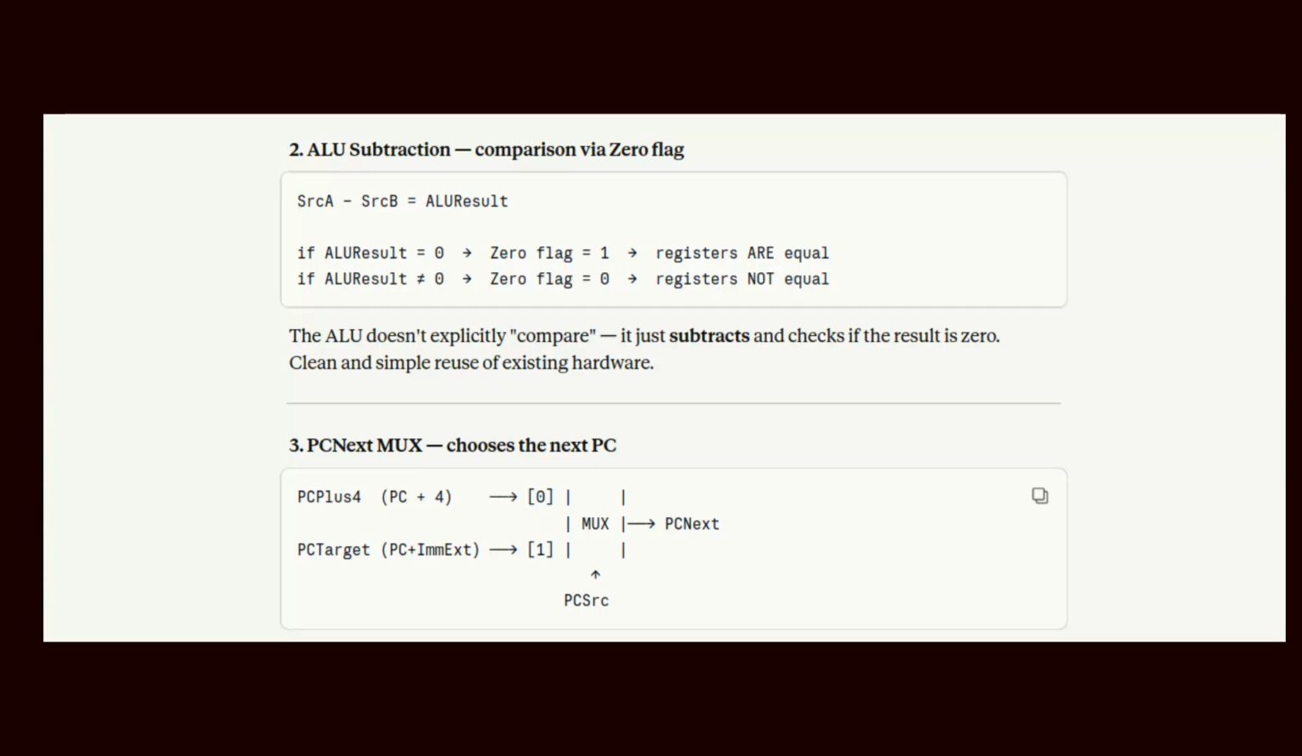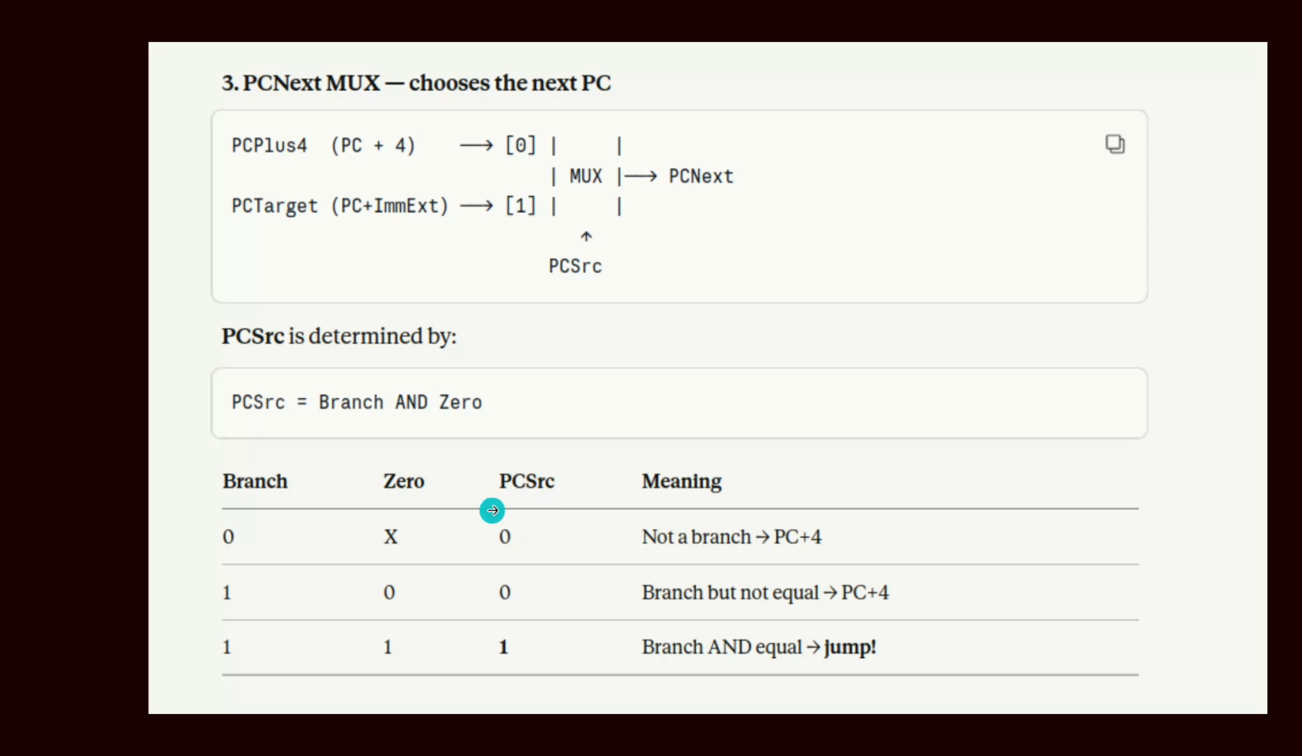Mux 0 means what? Mux 0 means it is PC plus 4 we will be doing. Understood? So PCSRC's value would be branch and 0. This we have already discussed.